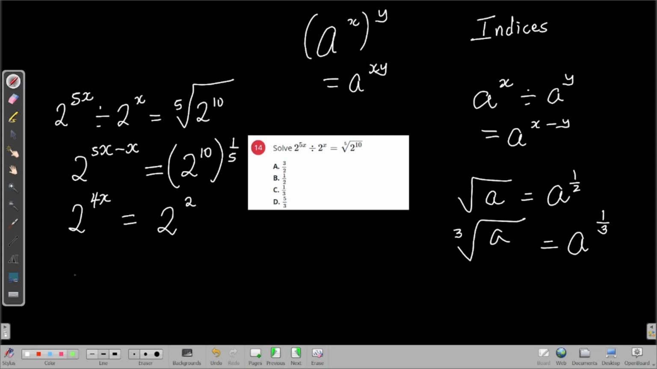So now we have the same base. This is base 2 on both sides. So you can just equate the powers. So it means that 4x is equal to 2, x is 2 over 4. That's option B.